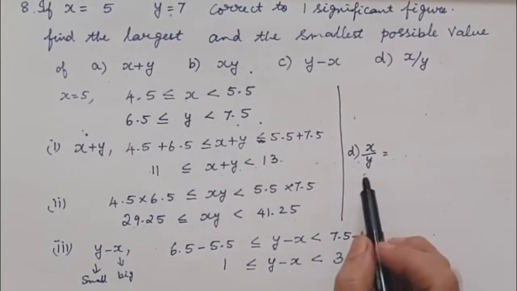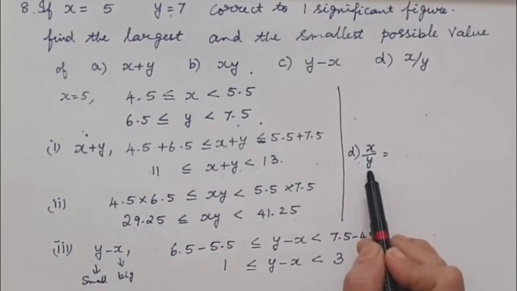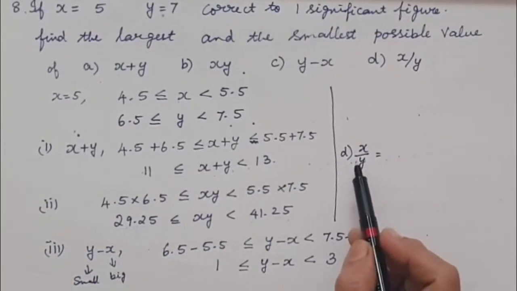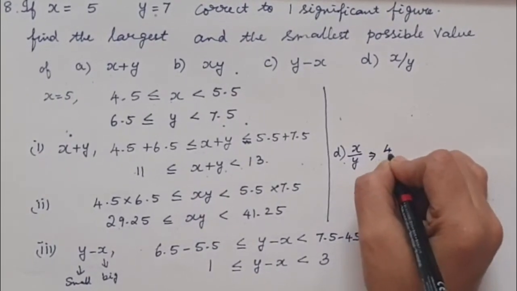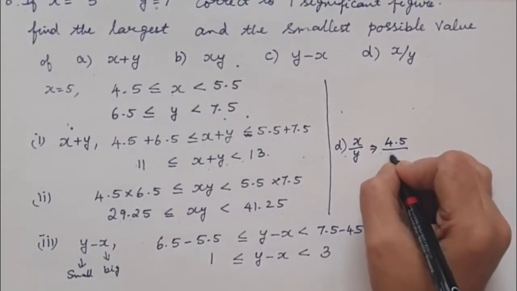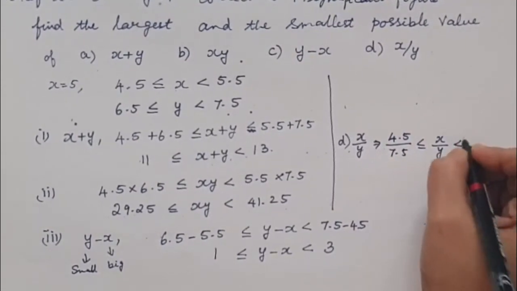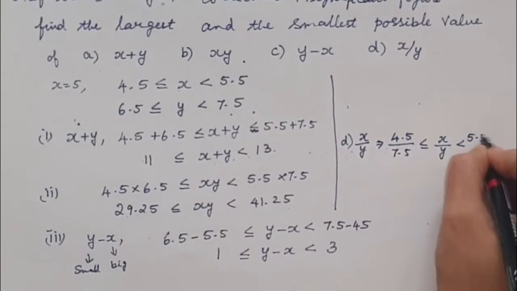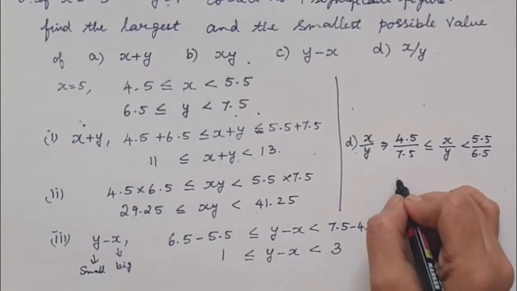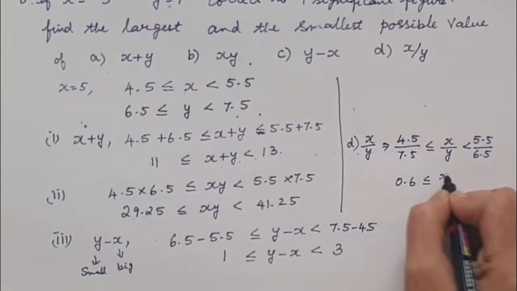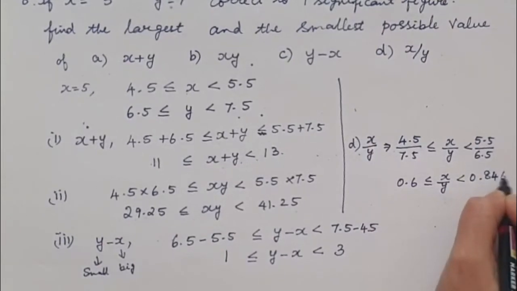In the same way, for the D part, x over y. Here, in order to calculate a smaller value, x has to be small and y has to be big. For the bigger value, the opposite will go. So for this, it will be 4.5 over 7.5 is less than or equal to x over y, which is less than 5.5 over 6.5. So when you simplify it, we get 0.6 is less than or equal to x over y, which is less than or equal to 0.846.